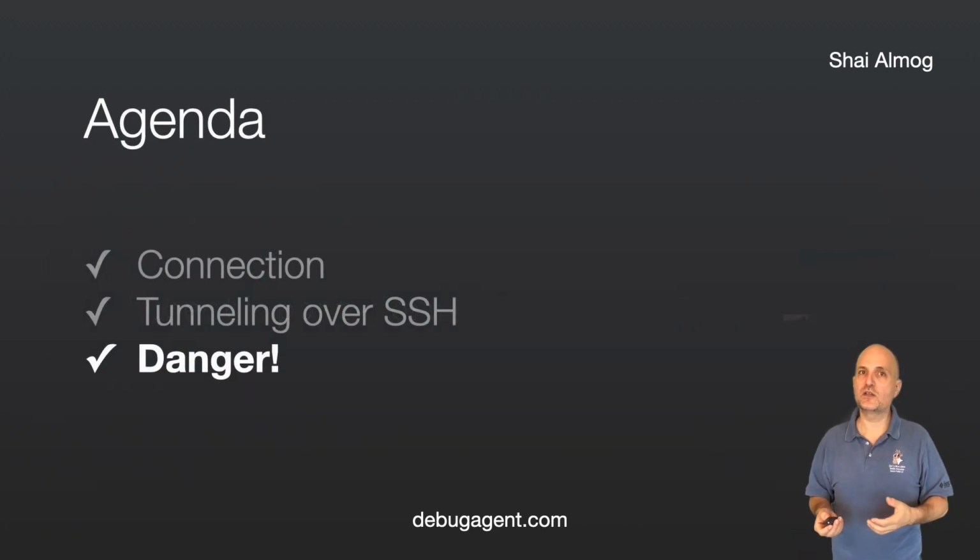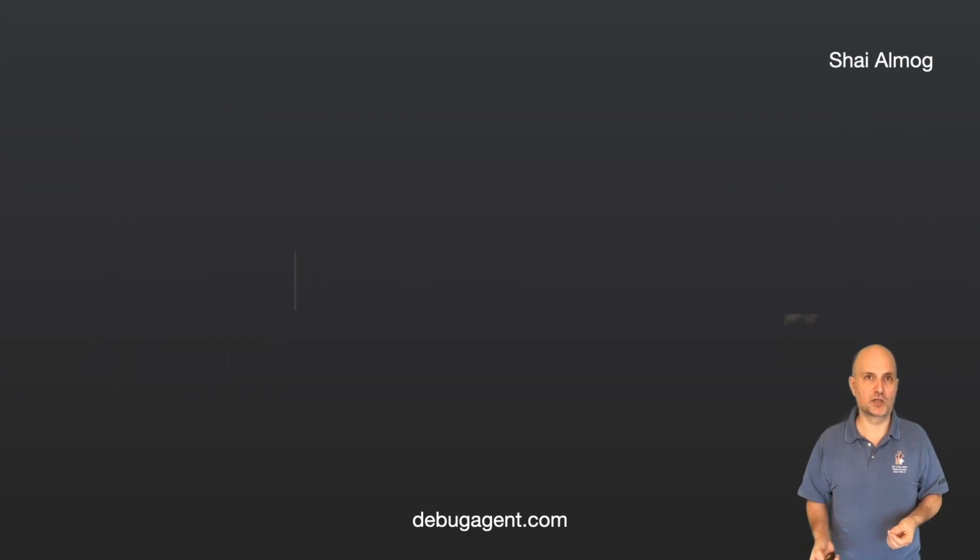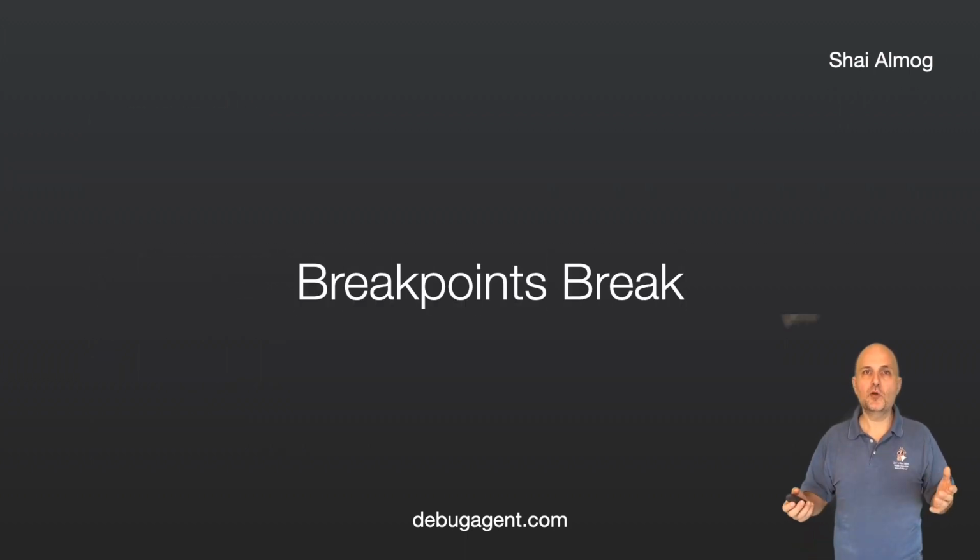In this final section, I want to talk about the dangers of remote debugging in production. Breakpoints break. Seems obvious. But that's what they're here to do. But if we run on a server, we block it completely. We can block it completely by mistake.